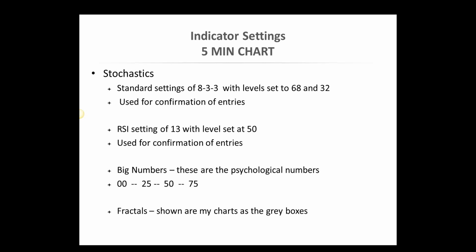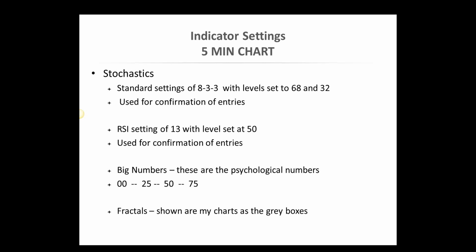Big numbers, these are psychological numbers, 0, 25, 50, 75. Those are acting as support and resistance levels. If you look at your charts, you'll often see that zeros and 50s are very well respected for resistance, and 25 and 75 as well, and also support. They will bounce around those numbers. So if you're looking to take a trade close to one of those numbers, you need to be aware that there could be some resistance at that level.